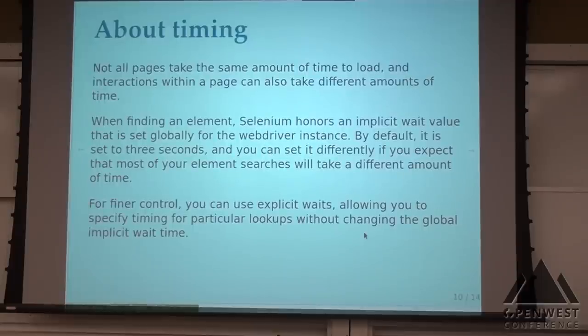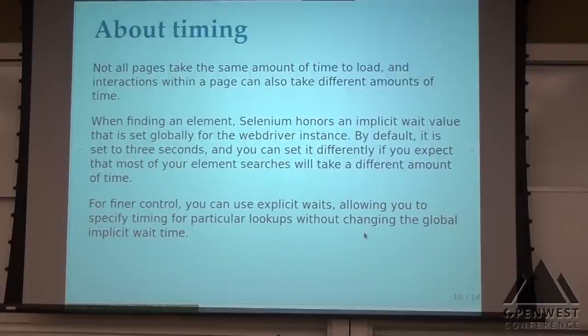Now, when you're searching for elements, it's important to remember that every page that you load can take a different amount of time to load. And it depends on the server load, network conditions, all sorts of things. They all factor into how long the page takes to load. And so when you're finding an element, you may not find it just because the page hasn't loaded yet. So by default, Selenium has what it calls an implicit wait that is set at 3 seconds. So anytime you do a find call to look for an element, it'll wait up to 3 seconds for that element to appear within the page.